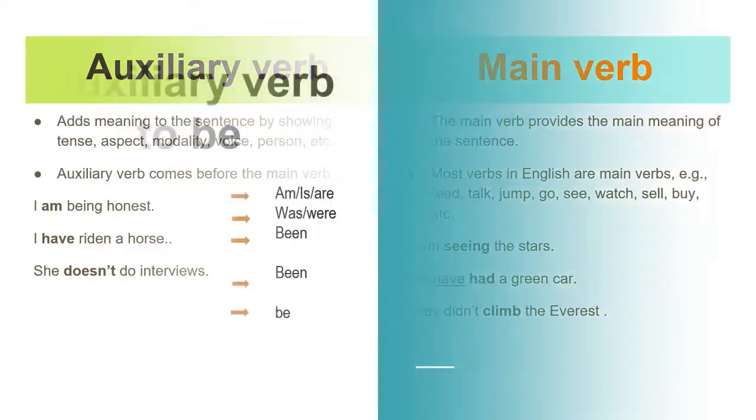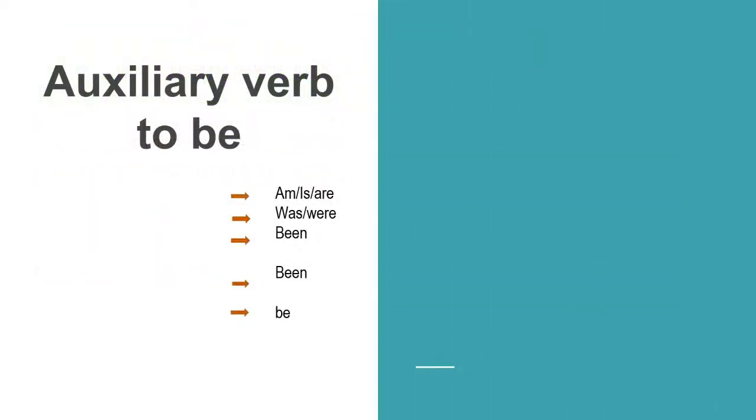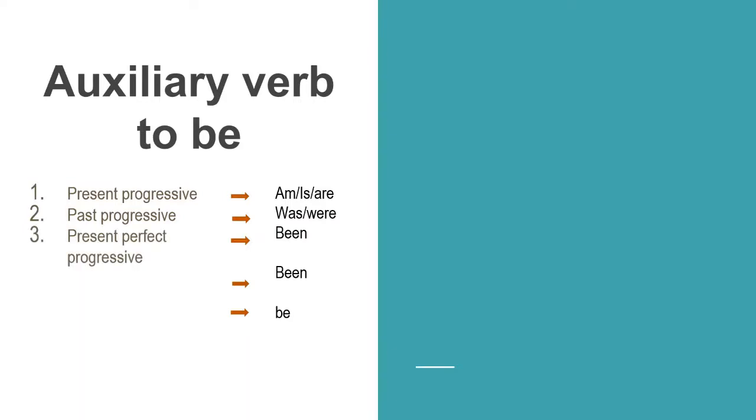The auxiliary verb to be. We use the auxiliary to be in progressive tenses and for the construction of passive voice. To form the present progressive, the verb to be has three forms: am, is, are. To form the past progressive, the verb to be has two forms: was, were. In perfect progressive tenses, the verb to be is in past participle. In future progressive, the verb to be is in base form.